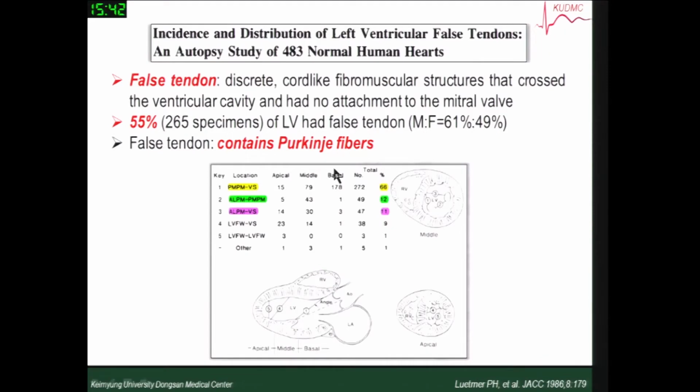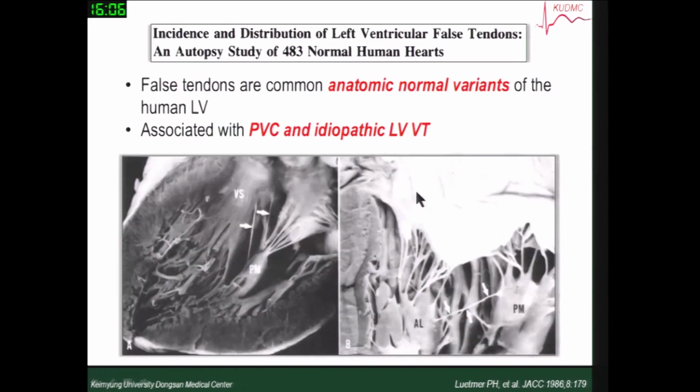So this is a false tendon. A false tendon is a cord-like fibromuscular structure across the ventricular cavity. There's no attachment to the mitral valve, so it's not called a chorda tendinea. Among 480 normal hearts, 55% had a false tendon. Unfortunately, it contains Purkinje fibers. Most of them are related to the papillary muscles. So false tendons are common anatomical normal variants of the human left ventricle, and they can be clinically associated with PVC and idiopathic LVOT VT.